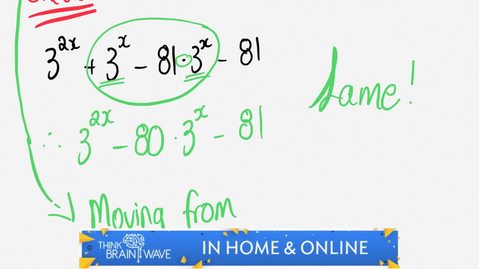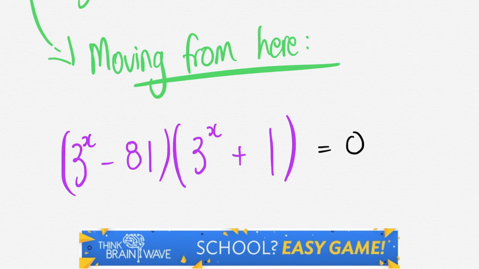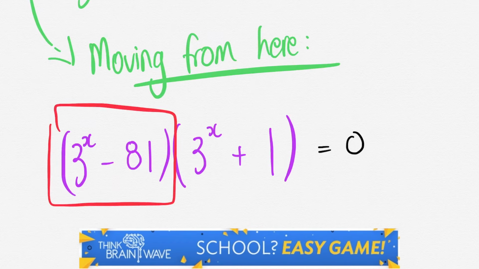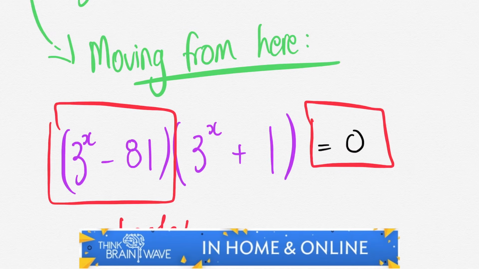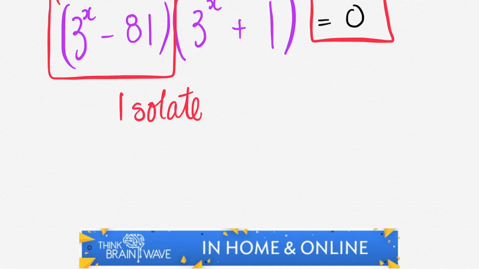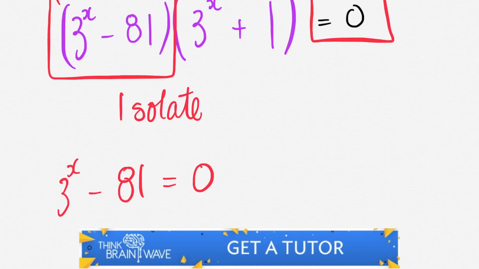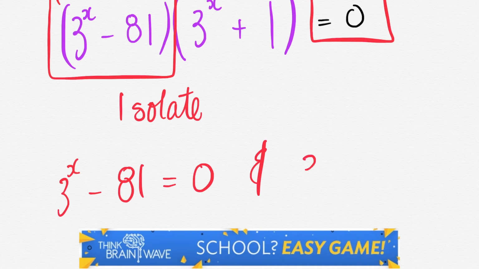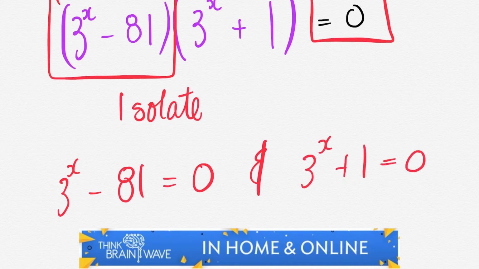Now, let's move forward from here. This is quite a confusing one, but don't stress too much. So now that we know that we've got our brackets separated, we now have 3 to the power of x minus 81 is equal to 0. So we need to isolate. Here we go. We write 3 to the power of x minus 81 is equal to 0. And we also have 3 to the x plus 1 is equal to 0.